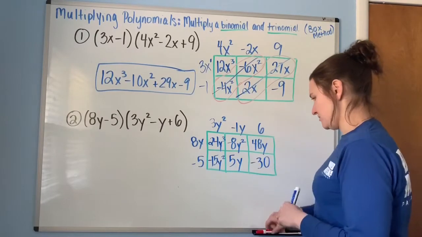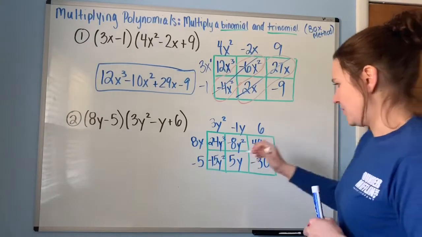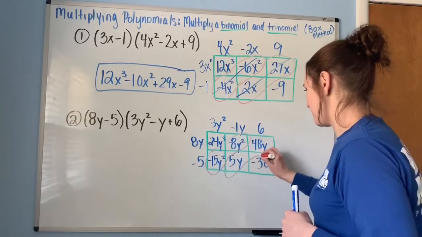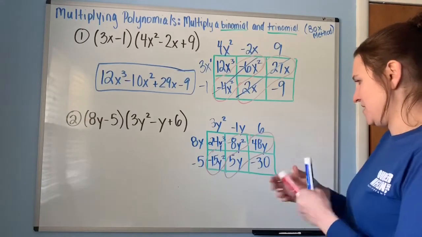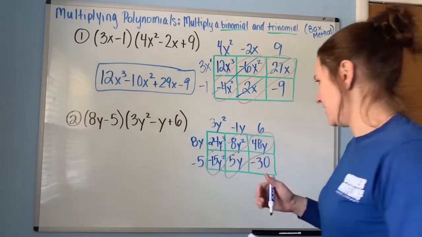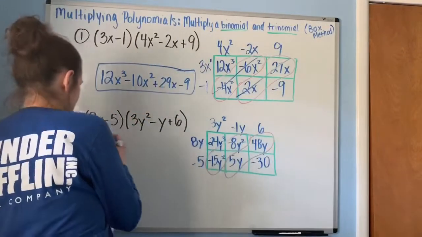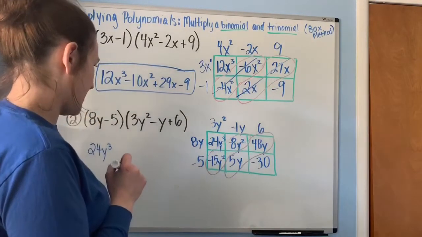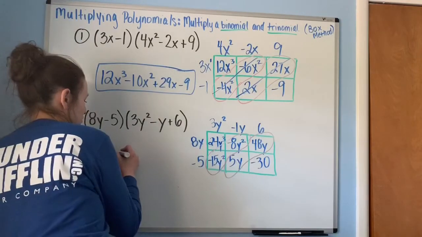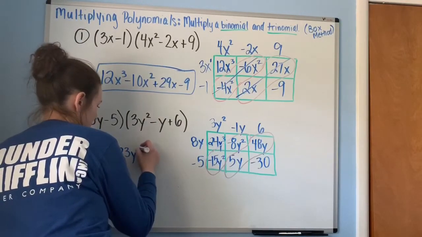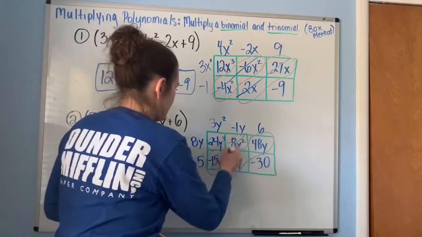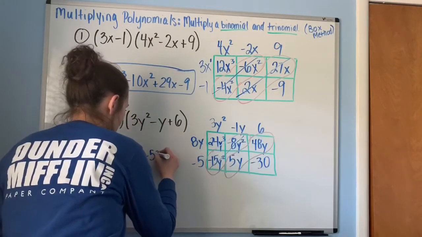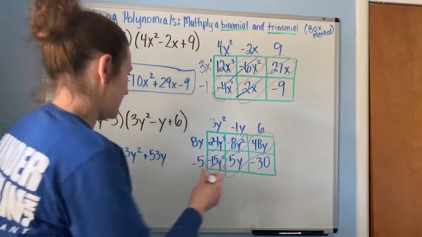Let's look for our like terms. Oh, we got some right here. Notice these are on a diagonal as well. So I know what to combine. All right, let's rewrite it over here. Highest exponent first, that's going to be the 24y to the 3rd. -15 and -8 gives me -23y squared. Cross those off. 48 and 5, we're going to have a positive 53y. And -30.